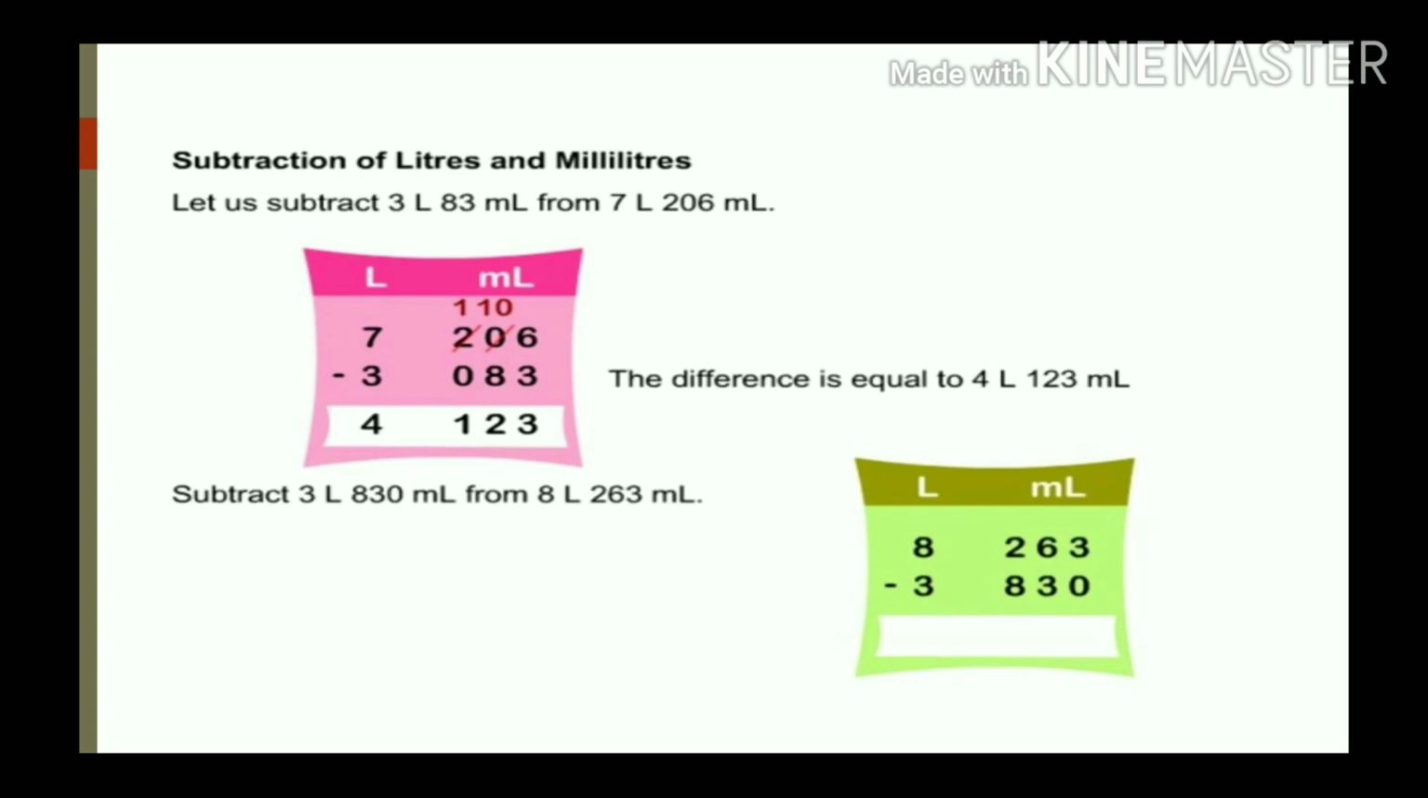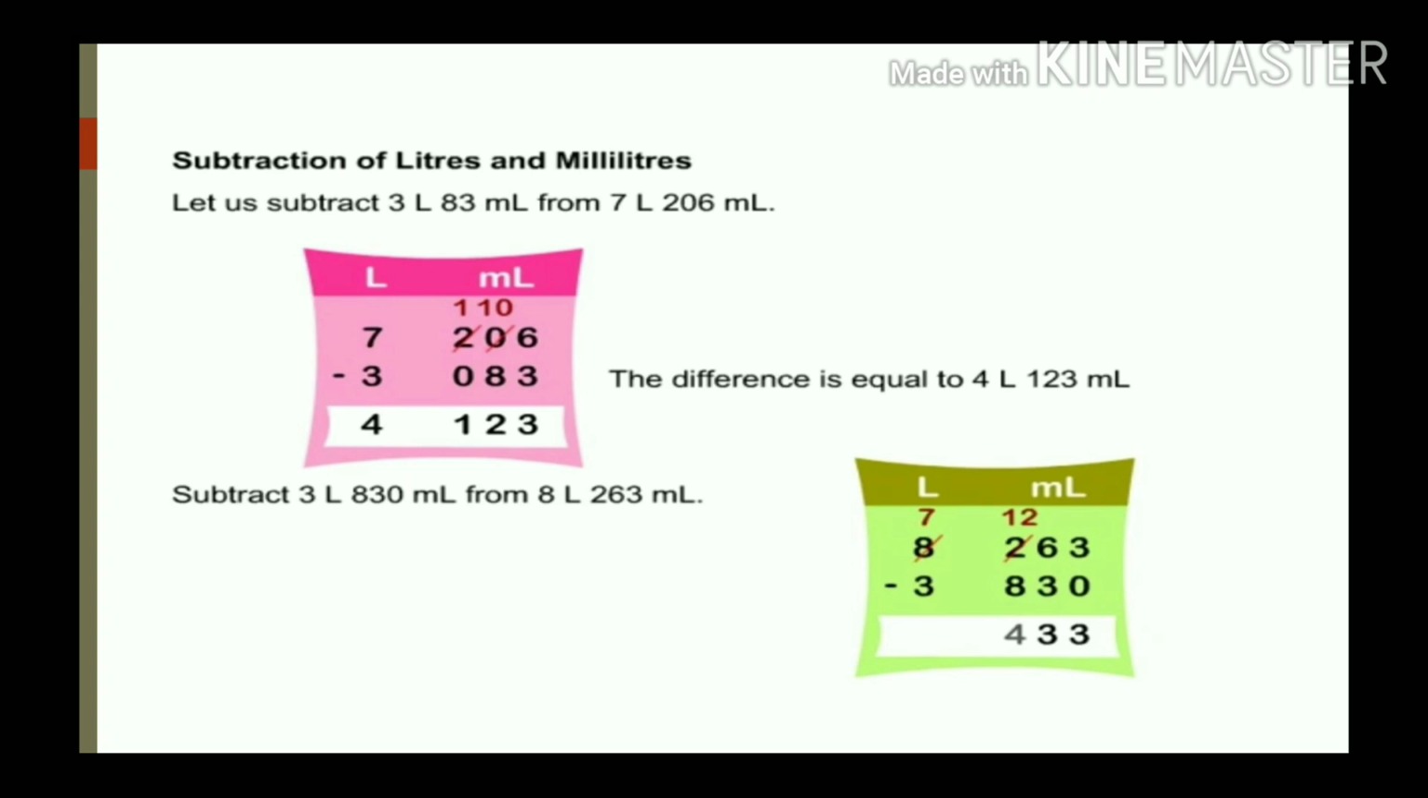So student, here also you have to arrange them into liters and milliliter column and make sure that all the digits in milliliters have 3 digit numbers. Okay. So now after this we have to subtract milliliter column first. So here you can see 263 is less than 830. So for that we have to take borrow from liters.